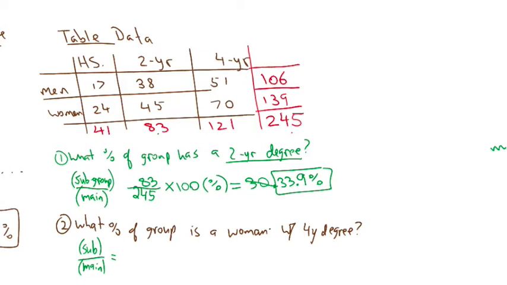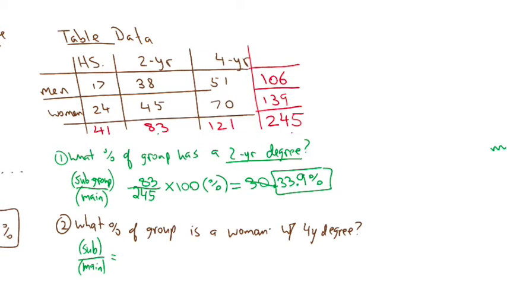The group is 245. Is it 45? No. Like 83? It would be 139. 139 is the main for women. What's the main group? The whole group, 245. See, it has group, it has 4-year degree, and it has women. So you're starting to think, oh dear, it must be a subgroup of women or a subgroup of 4-year degree. But the question is asking what percent of the group is a woman with a 4-year degree. Then all you're really looking at is the women with a 4-year degree, which is 70.